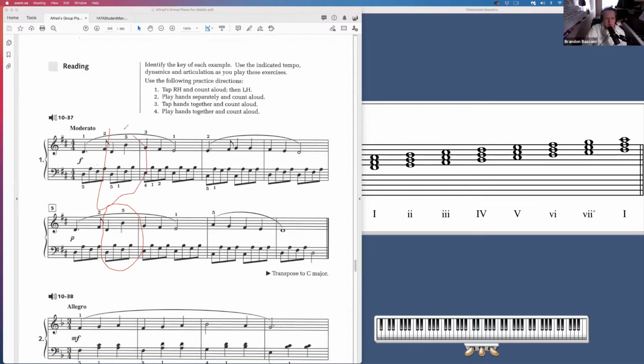It also happens in the second half of measure one. Does everybody see that? Second half of measure one, F sharp, B. It's the exact same measure. Measure one and measure five are identical. If you look at my screen, I've circled both of them.